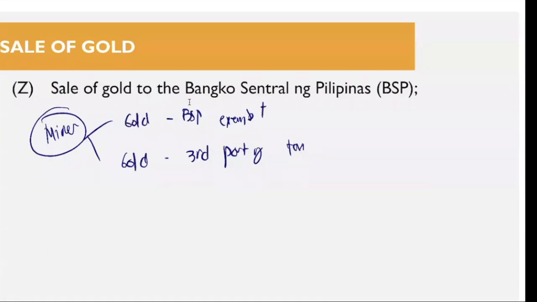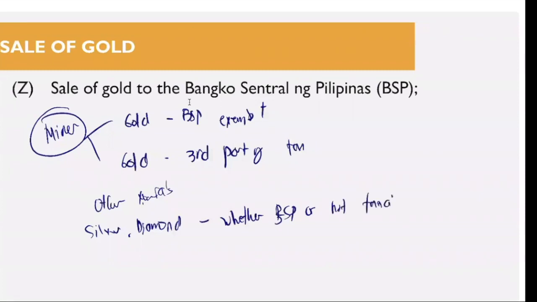Okay. But if you sell other minerals, let's say, basta other things, let's say silver or diamond, whether BSP or not, it is considered taxable. Okay? So take note, guys, if you sell other items, not gold, for example silver or diamond, whether you sell it to BSP or not, it is considered taxable.